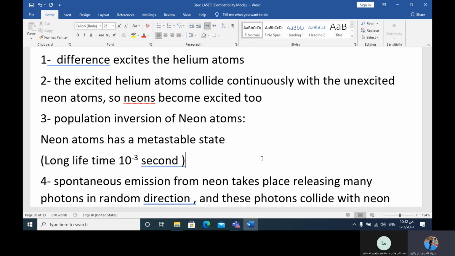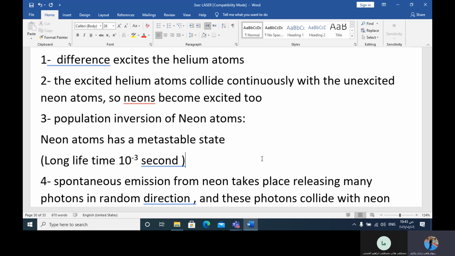So spontaneous radiation of neon will also take place when they release some of the photons in random directions. So they got excited, and after the lifetime the atoms come back from the excited states to the normal states, and they will radiate spontaneous emission. And these photons radiated spontaneously from the neon atoms make the atom less energetic, less excited, and they go in all directions.